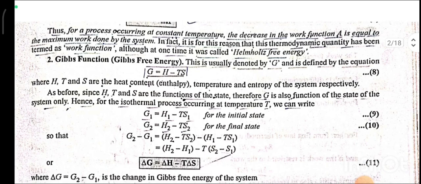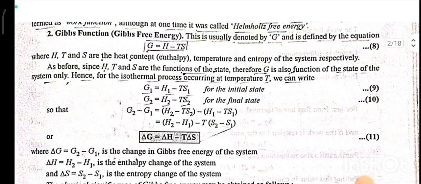Gibbs function or Gibbs free energy. This is usually denoted by G and is defined by the equation G = H - TS, where H, T and S are the heat content or enthalpy, temperature and the entropy of the system respectively. As before, since H, T and S are functions of the state, therefore G is also a function of the state of the system only.